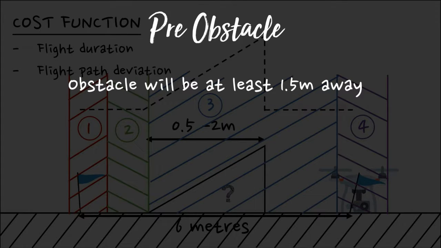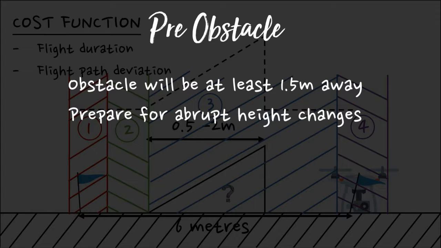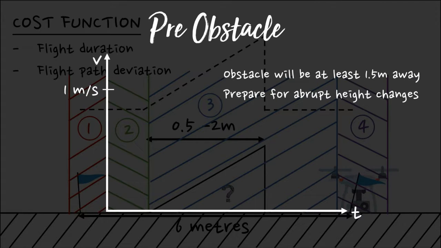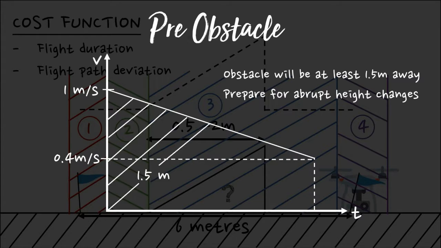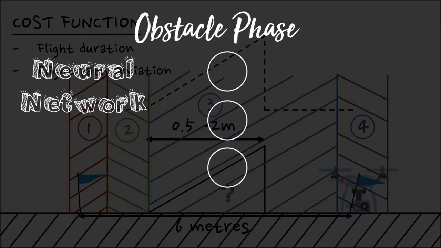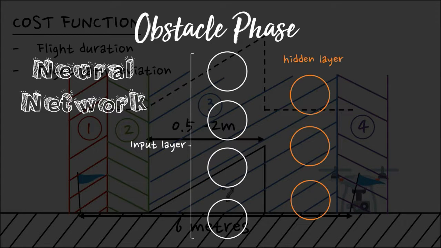In the pre-obstacle stage, knowing that the obstacle will be at least 1.5 meters away from the starting line, and to prepare the drone for any abrupt height changes in the obstacle phase, we have similarly programmed the drone to fly at a full instantaneous velocity of 1 meter per second, which decelerates to a reasonable speed of 0.4 meters per second. In the unpredictable obstacle stage, we have chosen to implement the neural network.